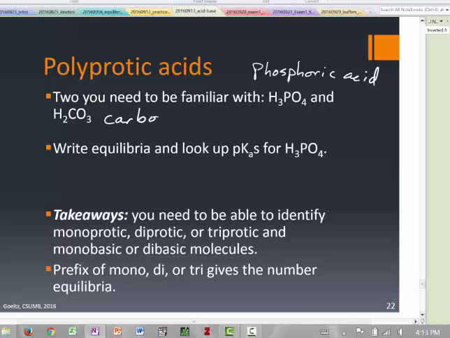Phosphate is the most prevalent buffer in biology, and carbonate is the buffer that's relevant to CO2 and ocean acidification and that sort of chemistry, and respiration for that matter. Why are they called polyprotic? Because they have the ability to lose or give up more than one proton. Perfect.